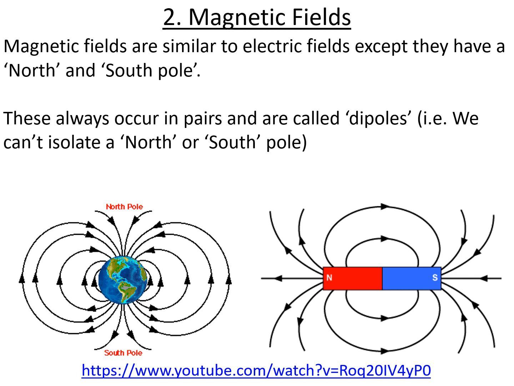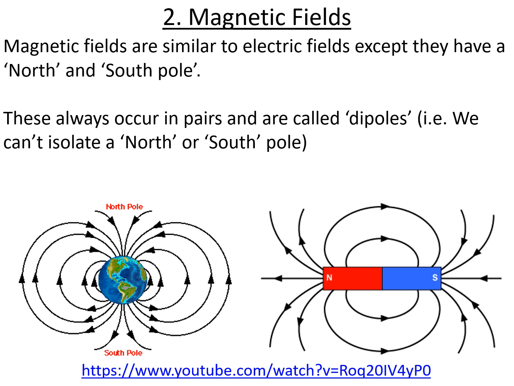So what do we know about magnetic fields? Well, magnetic fields are similar to electric fields, except they have a north and a south pole instead of a positive and a negative. They always occur in pairs and are called dipoles, i.e. we can't isolate a north or a south pole by itself.